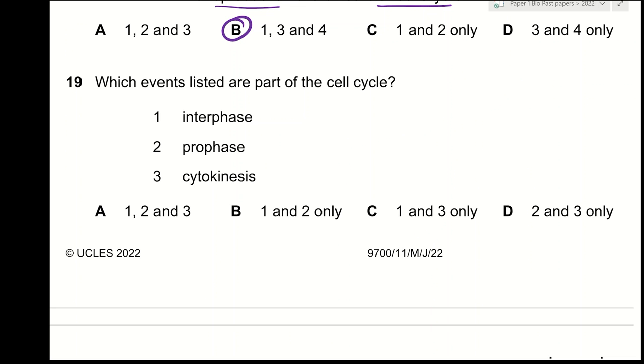Question number 19, which events listed are part of the cell cycle? Now, 1, interphase, this is correct, which includes G1, G2, and S phase, where DNA is replicated. For 2, prophase, this is correct, prophase is part of mitosis. 3, cytokinesis, cytokinesis is also correct, it's the division of the cell, and it occurs after mitosis, therefore the answer is going to be A.